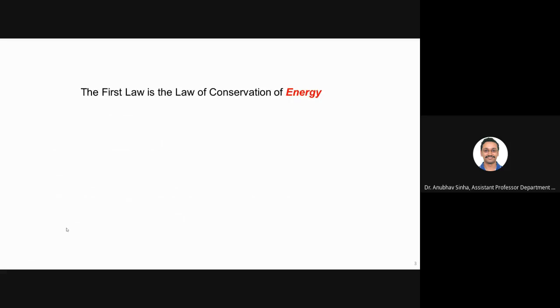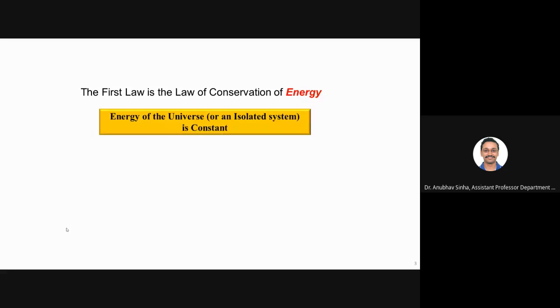Now, the first law is understood to be the law of conservation of energy. It says that the energy of the universe or any isolated system is constant. So this is the basic crux of the first law. Now what about the second law? The second law is actually the law of increase of entropy.